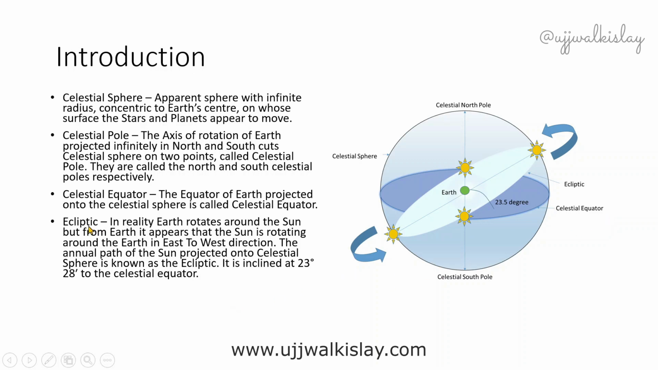Now the most important term here is ecliptic. What is an ecliptic? In reality, the Earth rotates around the Sun, but from Earth it appears that the Sun is rotating around the Earth in east to west direction. The annual path of the Sun projected onto celestial sphere is known as the ecliptic. The ecliptic is inclined at 23 degree 28 minutes to the celestial equator. So I hope you have understood these points. Let us move ahead.